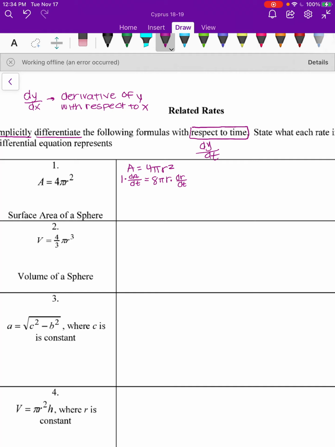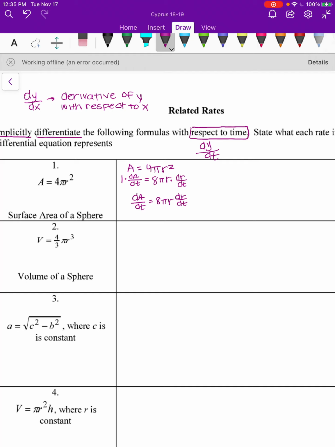So rule of thumb when we're doing implicit differentiation with related rates: if you have a variable that is not t, when you take the derivative, you always multiply by the derivative of that variable. So dr dt for r, dA dt for A, dv dt if our variable was v. So this is just 1 times dA dt, which is dA dt, and then I have 8 pi r dr dt.